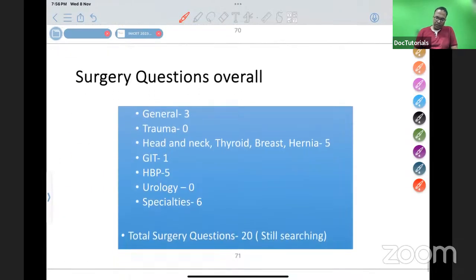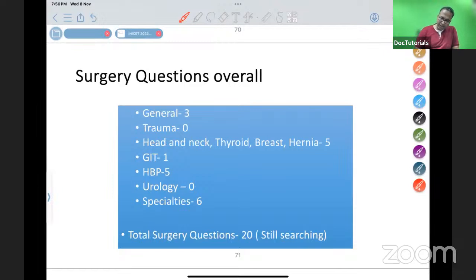So the total number of questions we had from various specialties: general we had 3 questions, trauma 0, head and neck 5 questions, GIT 1 question, HBP 5, urology 0. Other specialties we had around 6 questions. So totally around 620 surgery questions we had. This time unexpectedly there are fewer image-based questions in surgery, fewer questions from trauma, and fewer from urology and GIT.